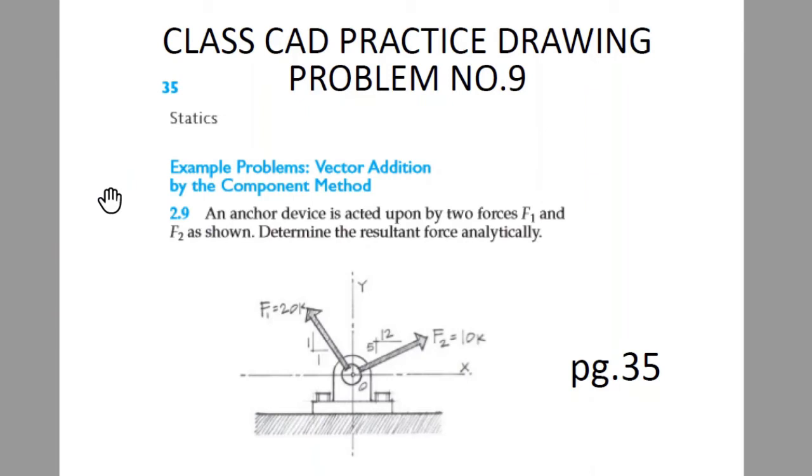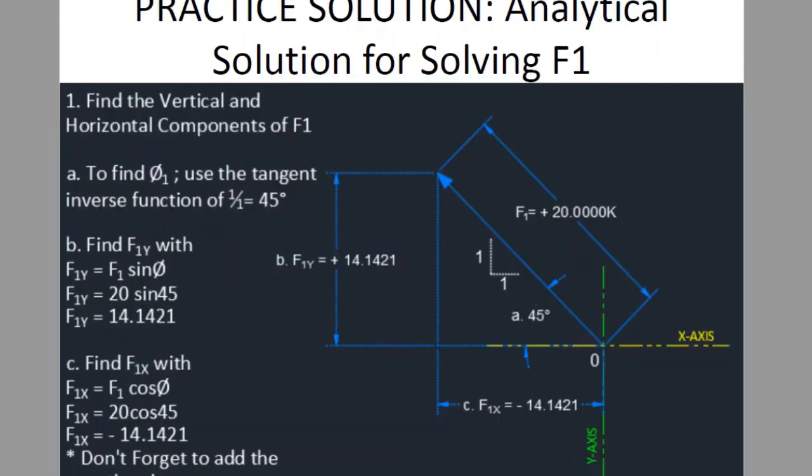Problem 2.9 reads: an anchor device is acted upon by two forces, F1 and F2, as shown. Determine the resultant force analytically. To begin the practice solution, or analytical solution, let's solve first for F1.